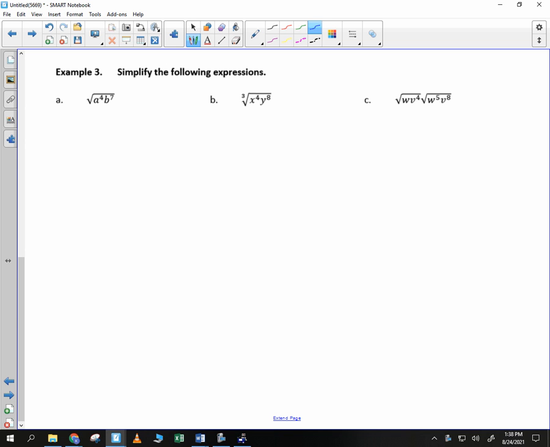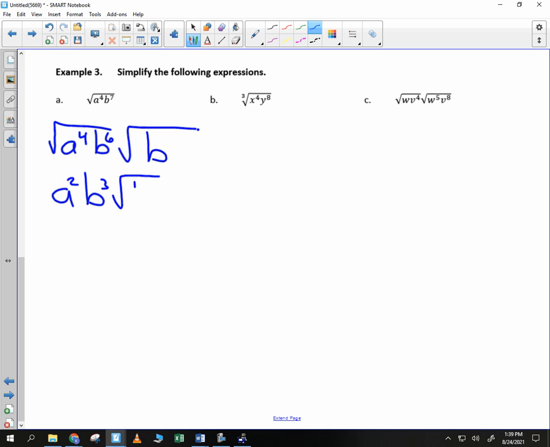Square root of a to the fourth, b to the seventh. Is that a perfect square? It is not. So I break it up into two parts. Is a to the fourth a perfect square? It is. Is b to the seventh? So I reduce it to b to the sixth. Then I need to put a b over here. So it becomes a squared b cubed times the square root of b.